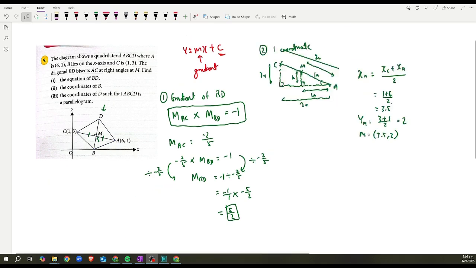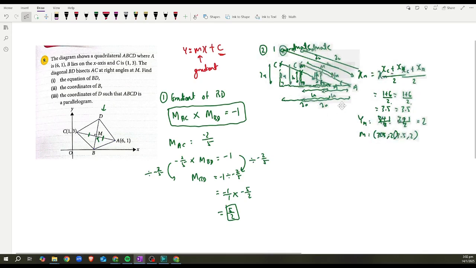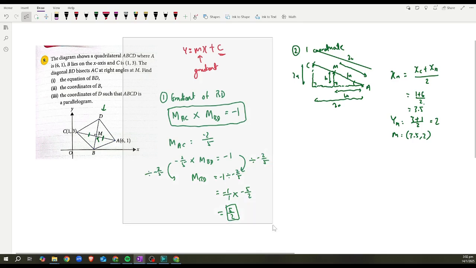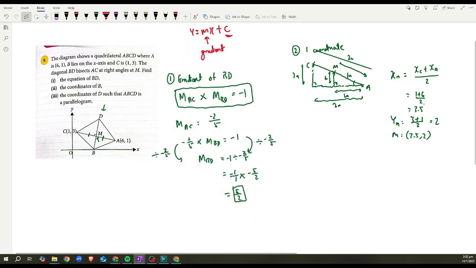Okay, so yeah, my workings got a little messy. I just tried to tidy it up a bit. Let me shift this up here, make it smaller.